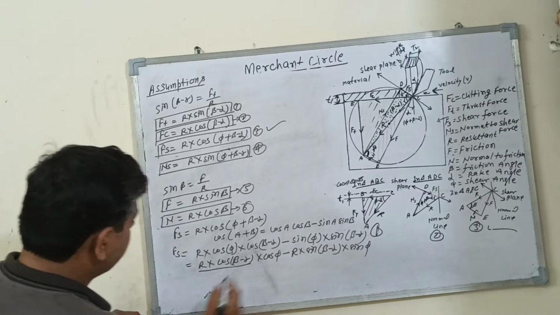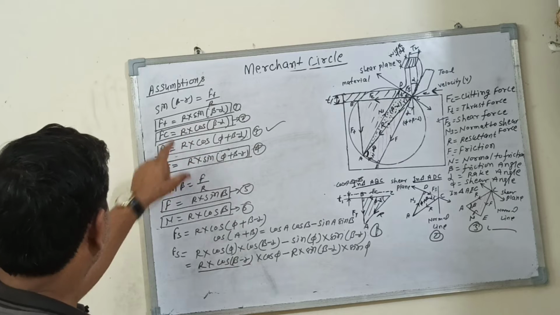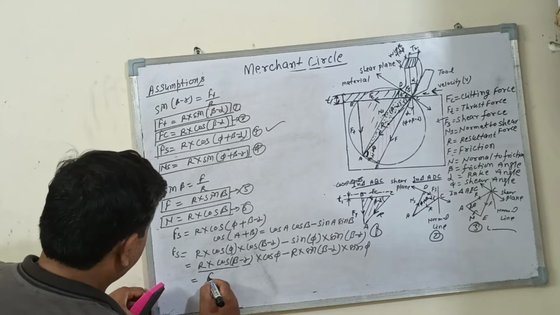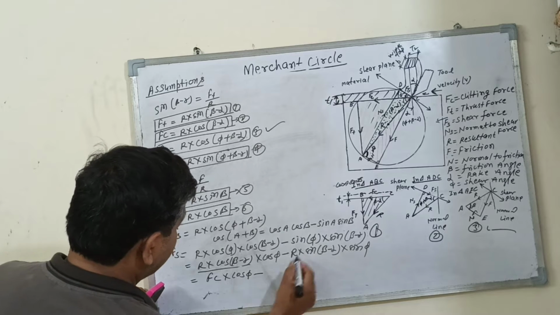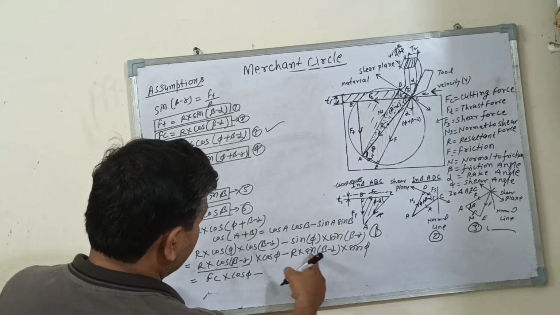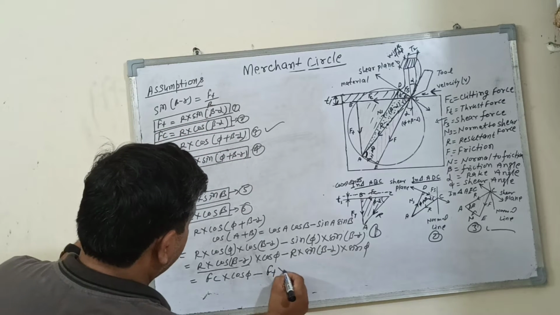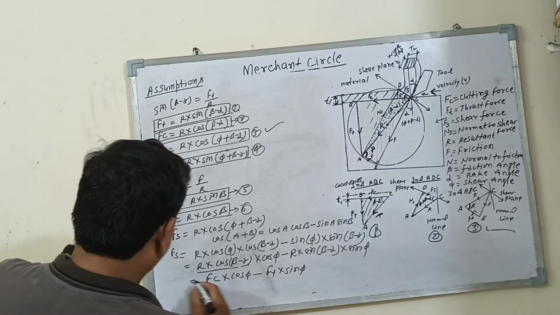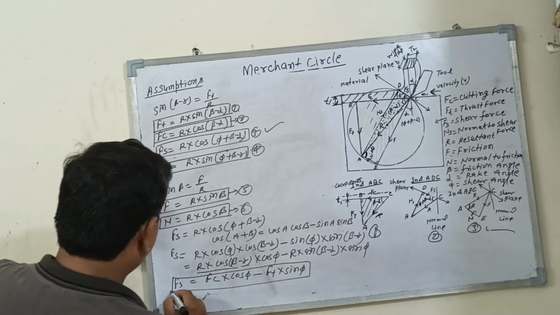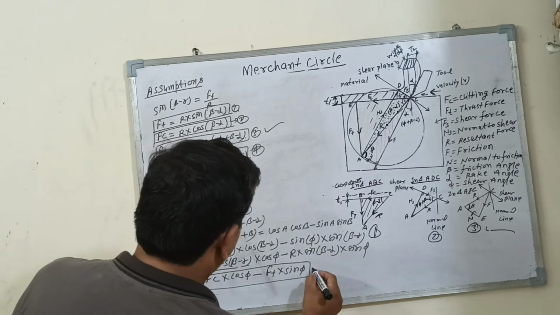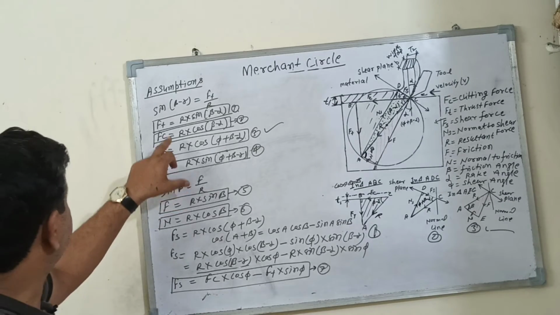So R cos(b − alpha) here is Fc, into cos phi, minus R sin(b − alpha), Ft, into sin phi. This is the value of Fs. This is the equation number 7.